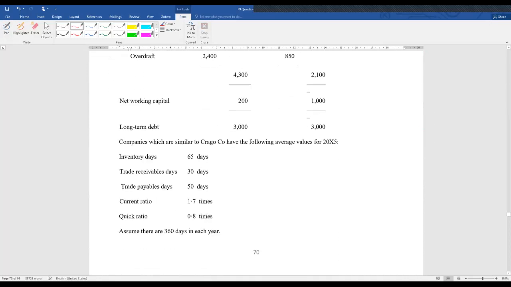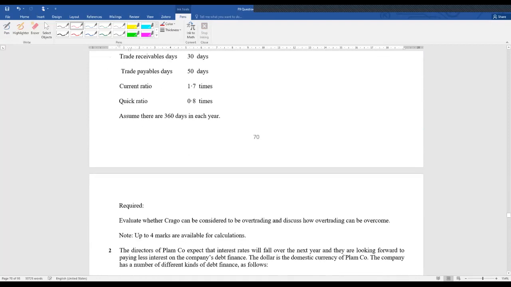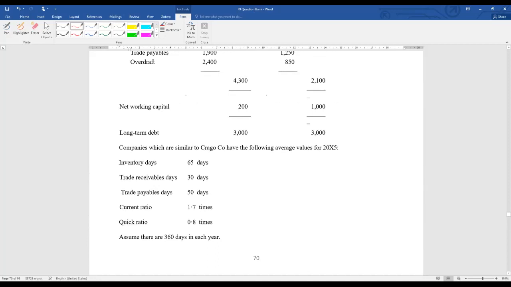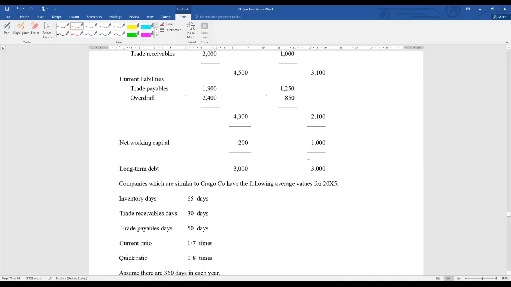Okay, so go through it. We answer the question. The question is asking us to evaluate whether the company can be considered to be overtrading and discuss how it can be overcome. So simply you try to do the analysis and you inform the company, you tell the management, hey, you may be running into the risk of overtrading. You're meant to do the analysis based on the symptoms that I've mentioned to you. So first go through it, and in the next 1 minute we discuss it together.